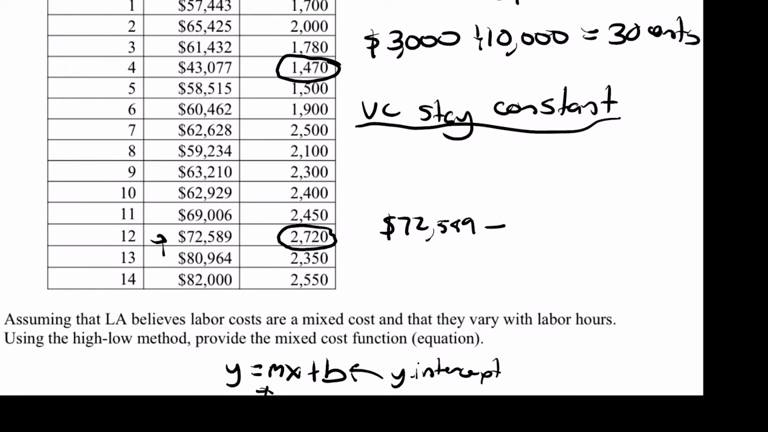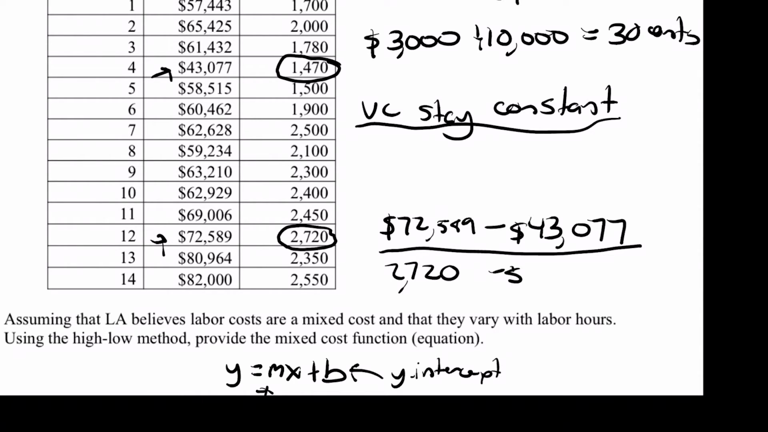72,589, minus the lowest cost, 43,077. And then we're going to put it with their respective hours. So 2720 minus, we don't need a dollar sign there, 1470, right? So what we're trying to really do here is figure out how much it costs per hour for labor, right? Because right now we have the cumulative amount of labor costs, but we don't know how much it costs per hour. And by doing that high-low method, we are figuring that out.